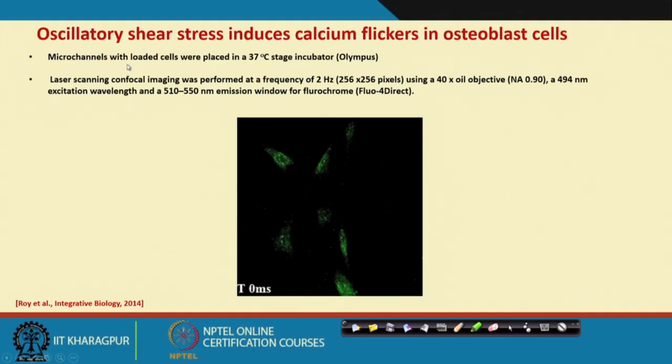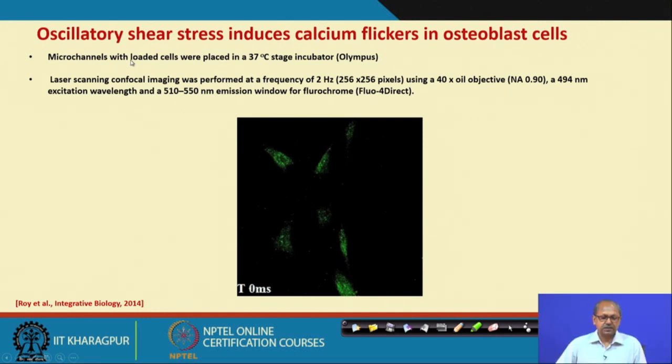In that situation, we loaded the microfluidic channel with the corresponding cells, keeping it in a 36 degree incubator and giving the fluorophore dye. Then laser scanning confocal imaging was performed at 2 hertz, 256 × 256 pixels, using a 40x oil objective at numerical aperture 0.90, at 494 nanometer excitation wavelength and 512 to 550 nanometer emission. So, this is the video for capturing the calcium flickers which are generated at oscillatory fluid flow at 0.2 hertz.